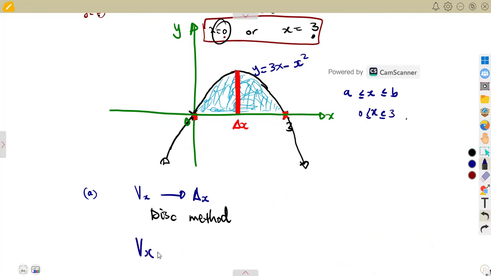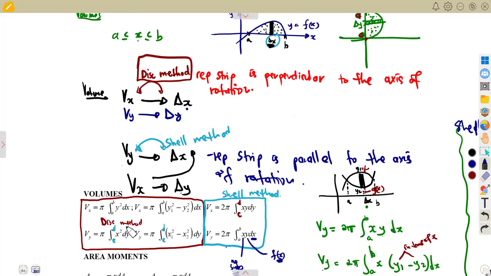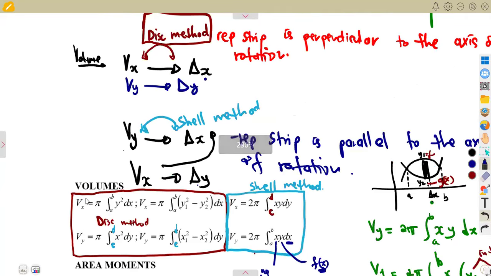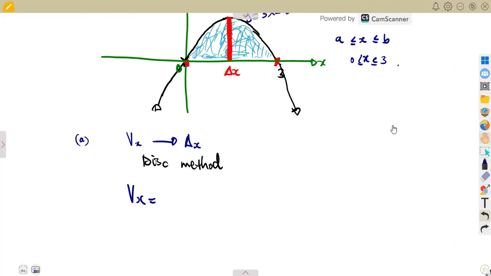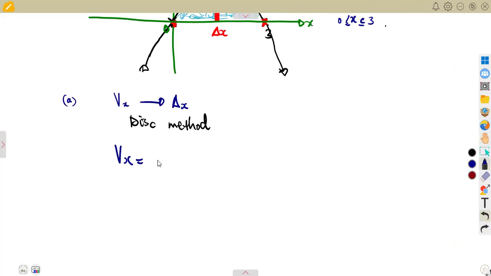So remember, in our N5, we said Vx is simply the integral of pi, the y squared. So Vx, we're going to take this formula here. Remember, these are the formulas for the disk method. So you're going to take this one. Vx is equal to what? Pi, the integral of y squared dx. So that is the best formula that you're going to have there. I hope we are clear about this one, guys. This is your basic that you are used to. So it's going to be pi, the integral of y squared dx from a to b, the limits of x.